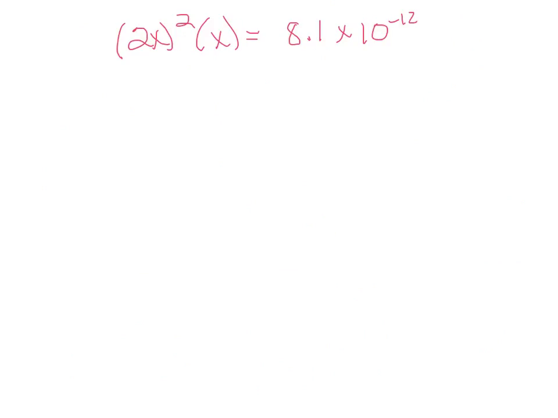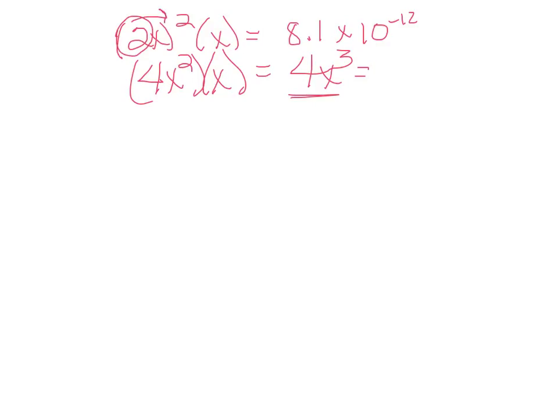All right, so solving for x. 2x squared is 4x squared. Okay? And so that gives 4x cubed. 4x cubed is a very common expression to solve for x in Ksp problems. Don't forget to square this too. That's probably one of the most common mistakes. So 4x cubed equals 8.1 times 10 to the -12.